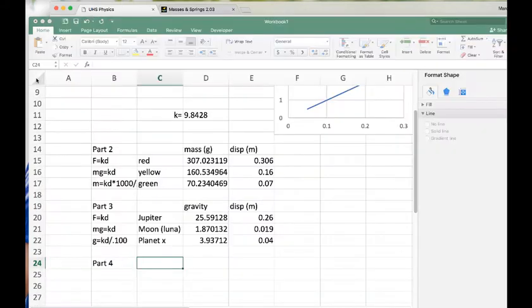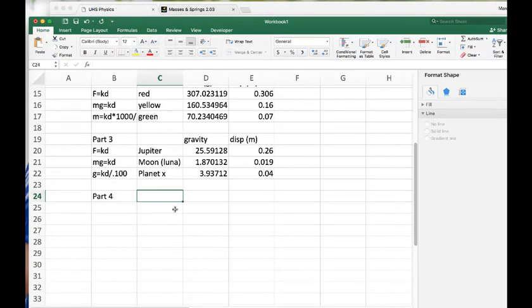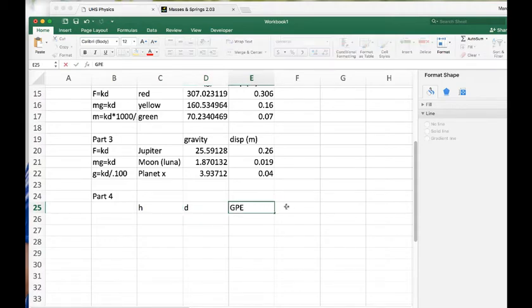So if we come down here to part 4, we're going to do a height that we're going to drop from. We're going to get a displacement that we're pulling the spring. We're going to get gravitational potential energy. We're going to calculate elastic potential energy. And then whatever is left will be our kinetic energy. And then we also want to figure out what's the velocity at various points during the fall.